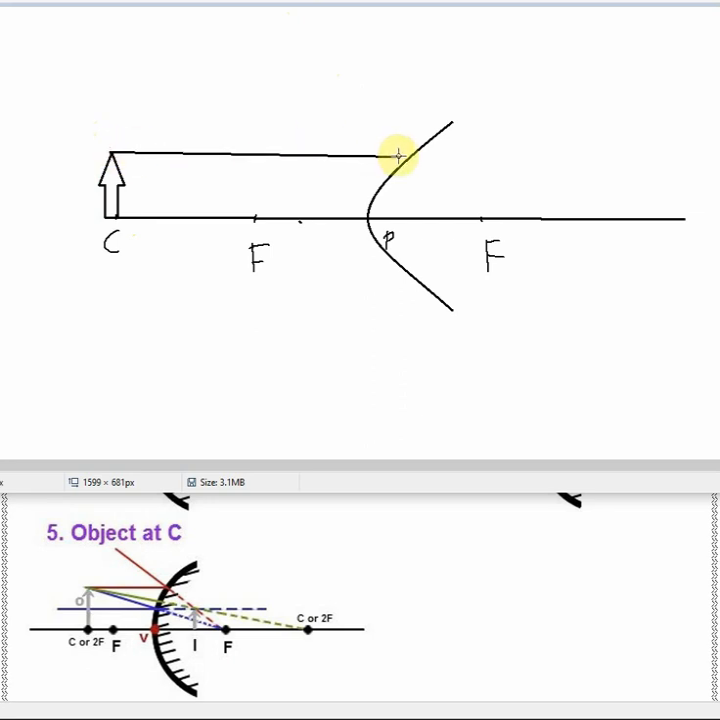Light parallel to principal axis. Second light at P. So now the incident rays, let me draw the reflected rays. Now the reflected ray will reflect away like this. This light will also reflect like this.